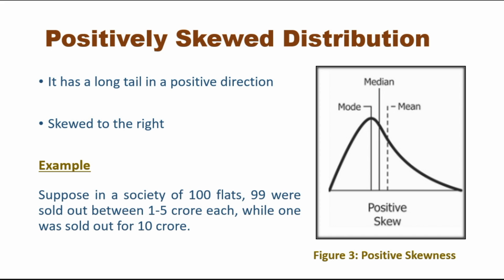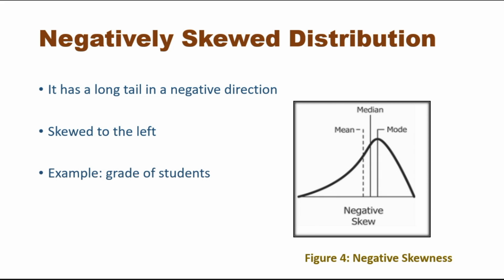In case of a positively skewed distribution, there is a long tail in the positive direction. So that means this is skewed to the right. In case of positively skewed data, mean is always greater than median, which is always greater than mode. In negatively skewed data, mean is always less than median, which is always less than mode. And this is skewed to the left. It has a long tail in the negative direction.